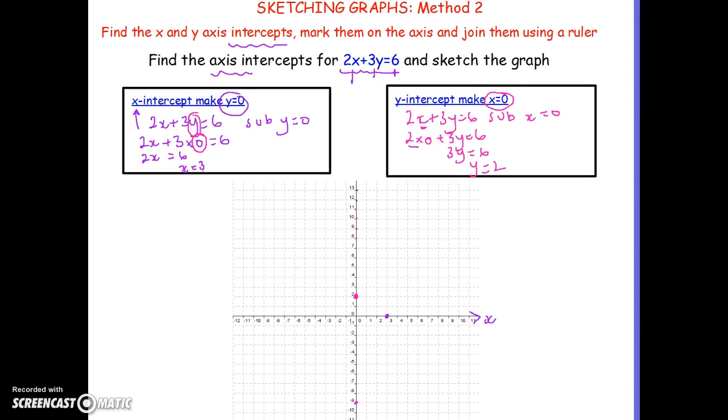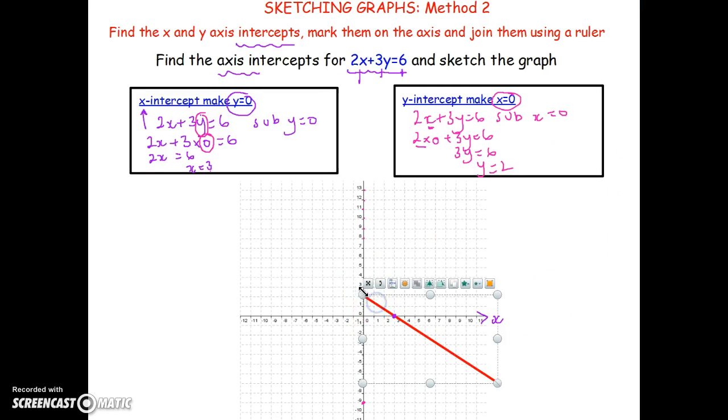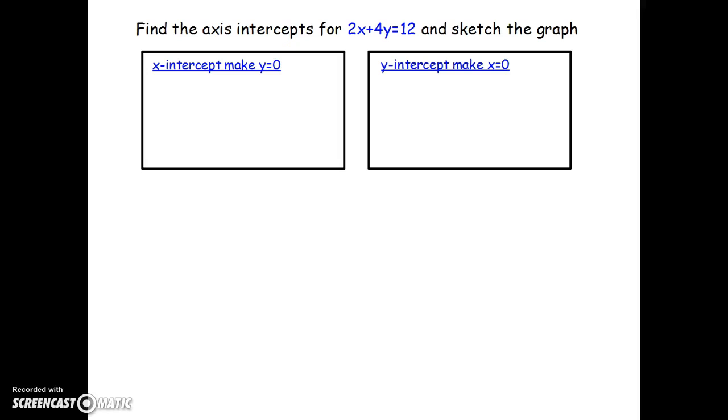Get your ruler, join them up, and you have your line going through your x-intercept and your y-intercept. That is the line of 2x plus 3y equals 6. Make sure you've labelled 2 and 3. Let's have a look at another example. Here's our equation, 2x plus 4y equals 12. Same process every time. Let's get the x-intercept by making y equals 0.